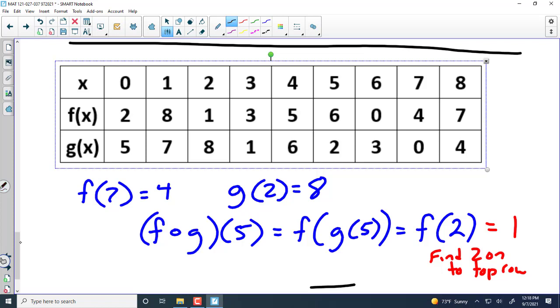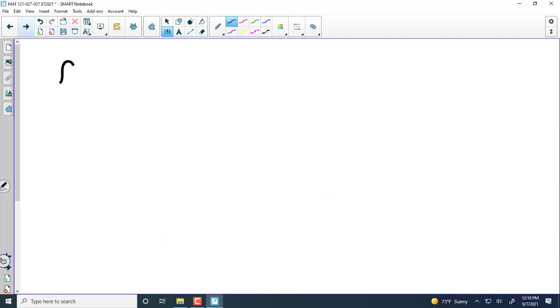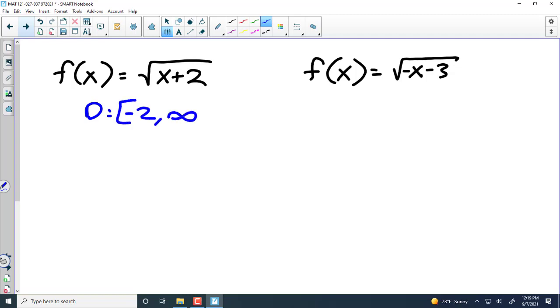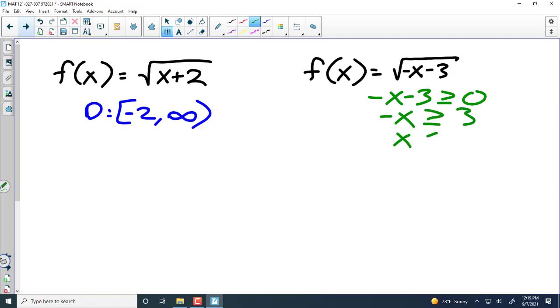And the last thing I'll show you today is this. In my last 90 seconds, this is cool. I'm just going to show you this real quick. You won't see anything this tricky in the homework, so you don't need to worry about copying this down, but look at this. This right here has a domain of -2 to infinity. And this one right here, you take -x minus 3 and say that has to be greater than or equal to 0. It ends up being x must be less than or equal to -3.